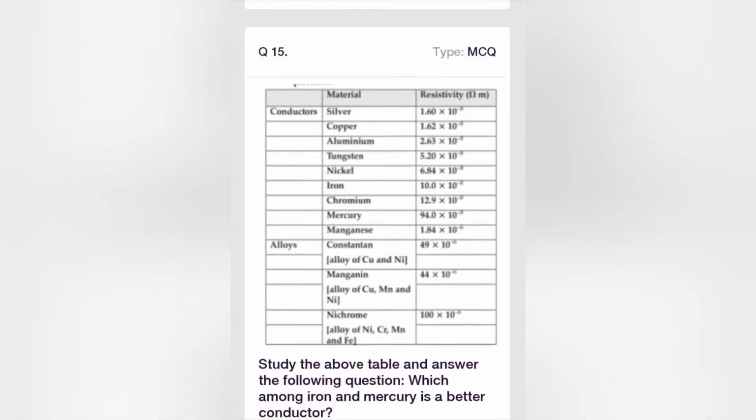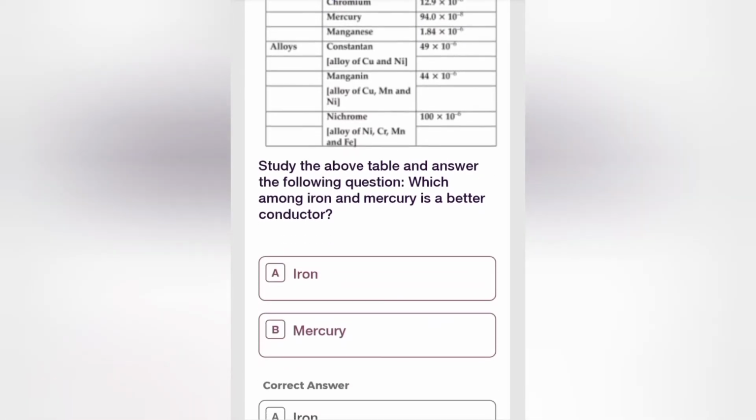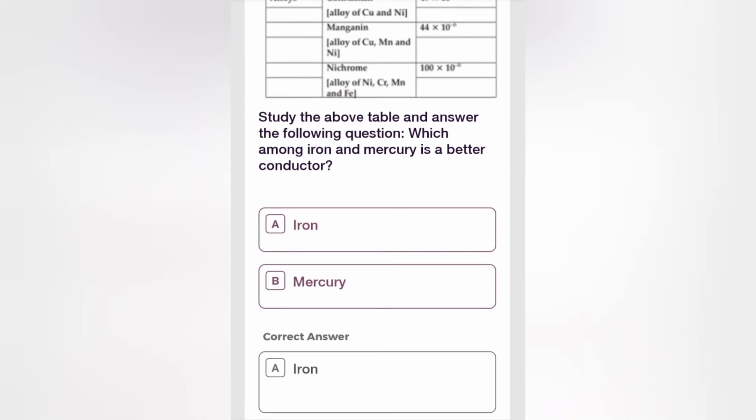15th question. Go through this table and answer the following questions. Which among iron and mercury is the better conductor? Just see, iron has got 10 into 10 to the power minus 8, whereas mercury is 94 into 10 to the power minus 8. So which has got low resistivity? That will be the better conductor. So iron has got less resistivity, so therefore iron is the better conductor. Correct answer is iron.